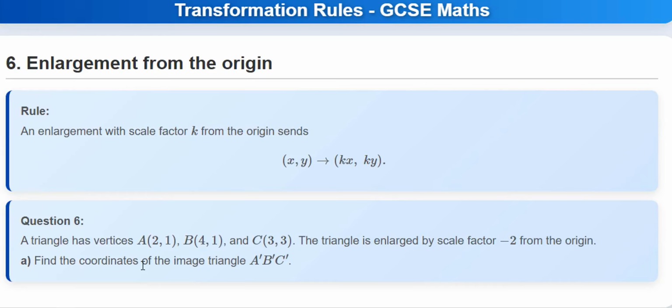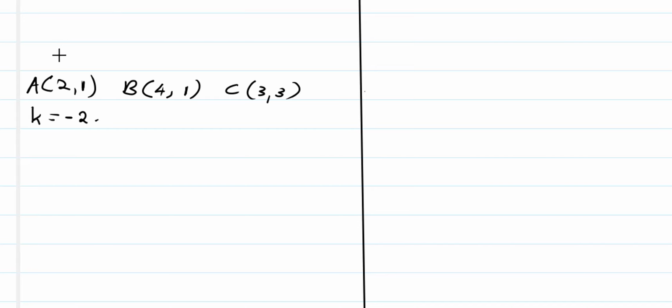Here we have a triangle with vertices A(2, 1), B(4, 1), and C(3, 3), and then the triangle is enlarged by the scale factor negative 2 from the origin, and you are told to find the coordinates of the enlarged triangle. So let me first copy these coordinates on my board. So these are the original coordinates, and you are told the scale factor, or the enlargement factor, is negative 2. So the formula, of course, becomes kx, where we multiply all the coordinates of x by the enlargement factor, and we do the same to y, like this.